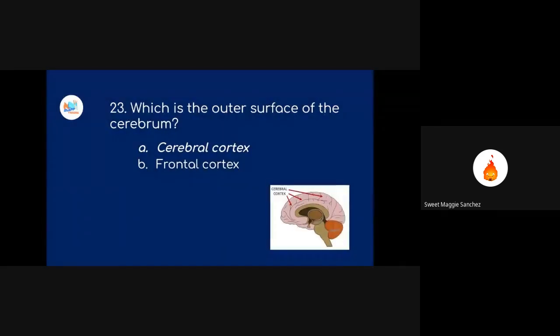Okay. Number 23. Which is the outer surface of the cerebrum? So, the correct answer is the cerebral cortex. As you can see on the picture, that is the cerebral cortex, no? Yung top part, parang rooftop, no? So, yan, yung cerebral cortex.